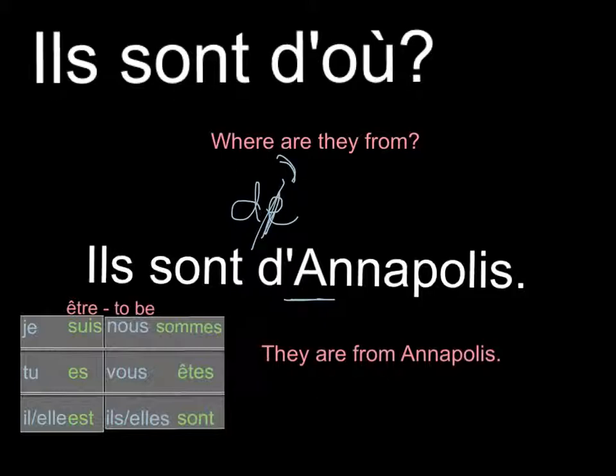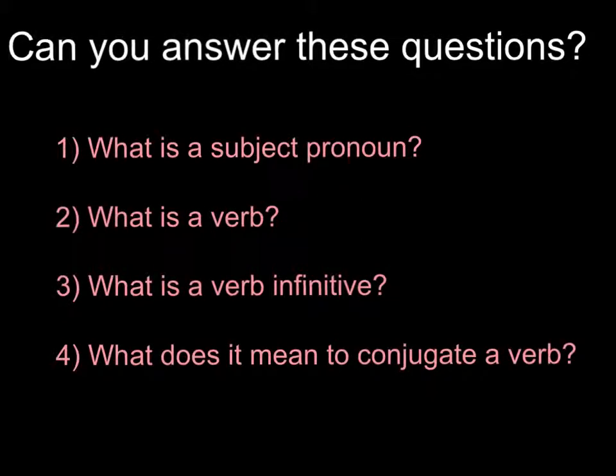Ils sont d'Annapolis. So hopefully now you can be able to answer these questions that we had at the beginning. So what is a subject pronoun? What is a verb? What is a verb infinitive? And what does it mean to conjugate a verb? This last question is definitely the most important, but the first three you also need to know the answers to.